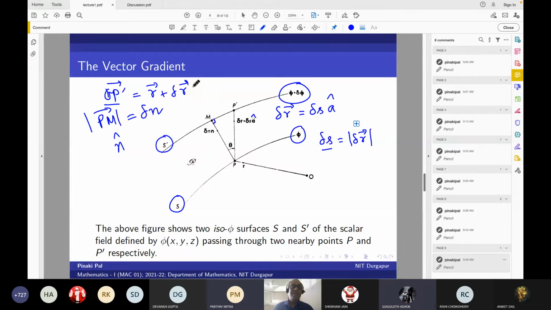Sir, from this observation, can we give the relation between the constant values also, C1 and C2?